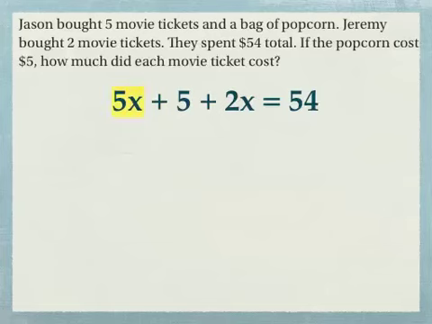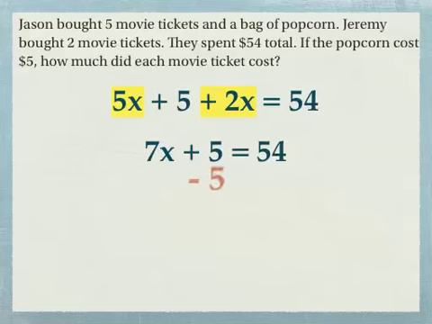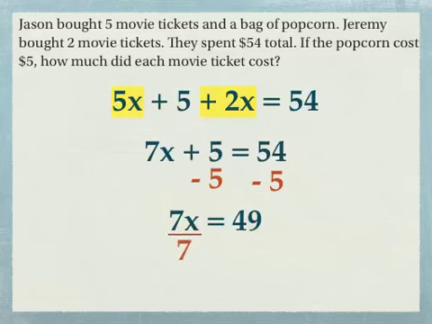Here I have a 5x, and I have a plus 2x. I can combine these like terms. They're the same variable to the same power. 5x plus 2x is 7x. Remember to bring down your addition also, so plus 5 equals 54. Now again, we have a two-step equation. I need to subtract 5 from both sides, which leaves me 7x equals 49. When you divide by 7 on both sides, you find that x equals 7, or each movie ticket was $7.